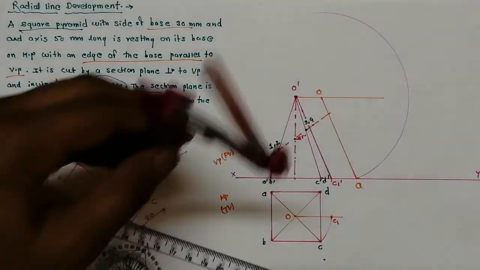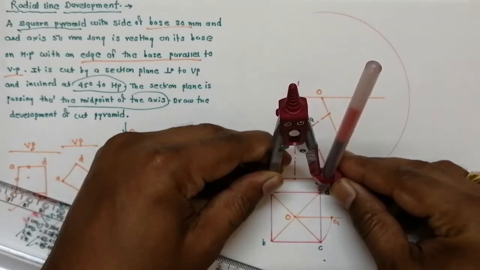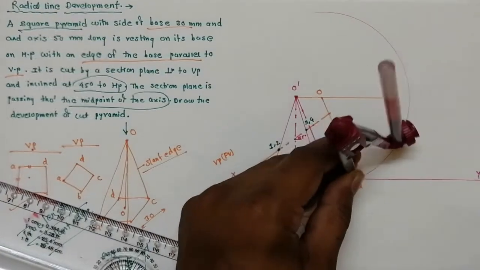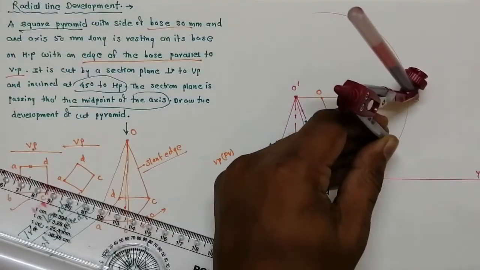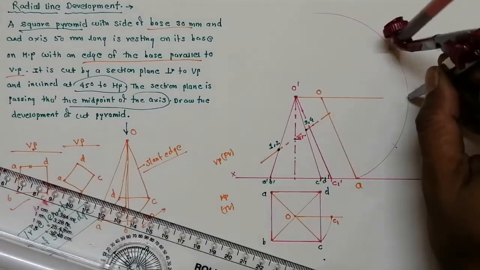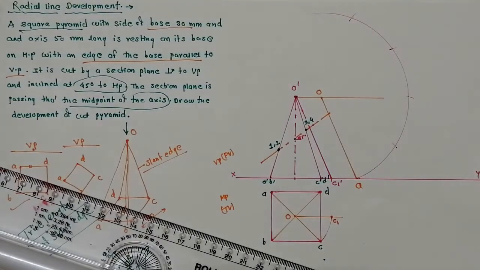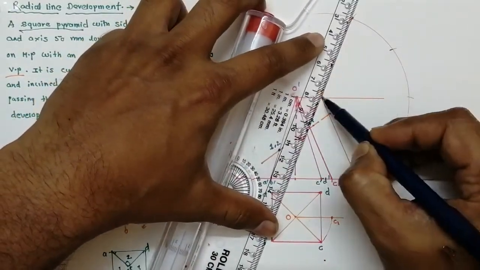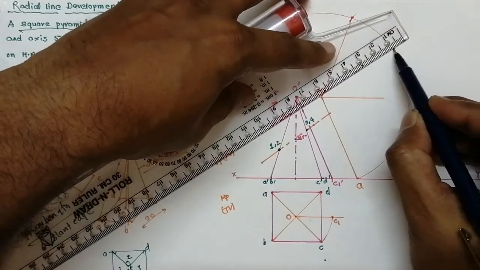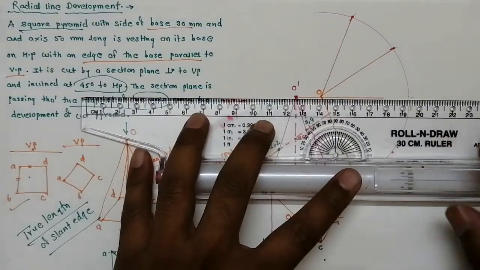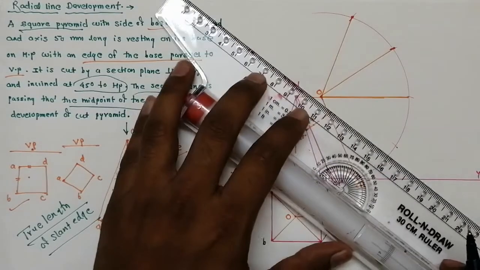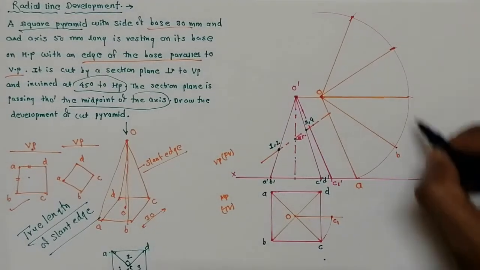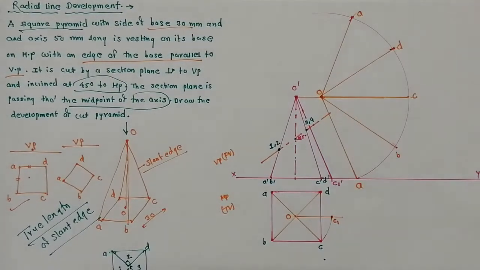Now how many divisions here? So we are concerned about the square pyramid. So the square is having 4 sides of 30 mm. So take 30 mm distance in compass. This is 1, this is 2, this is 3, and this one is 4. So we will join this one, like this, here, and like this. The nomenclature is A, B, C, D, and the last one is again E.